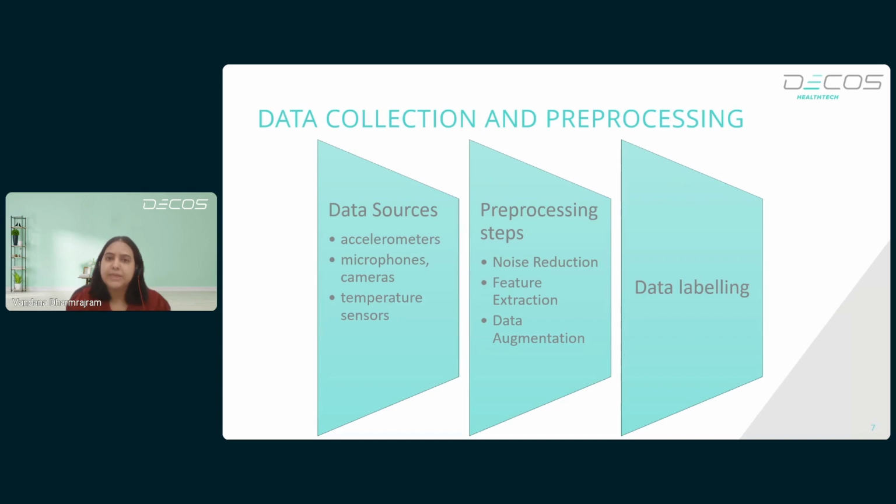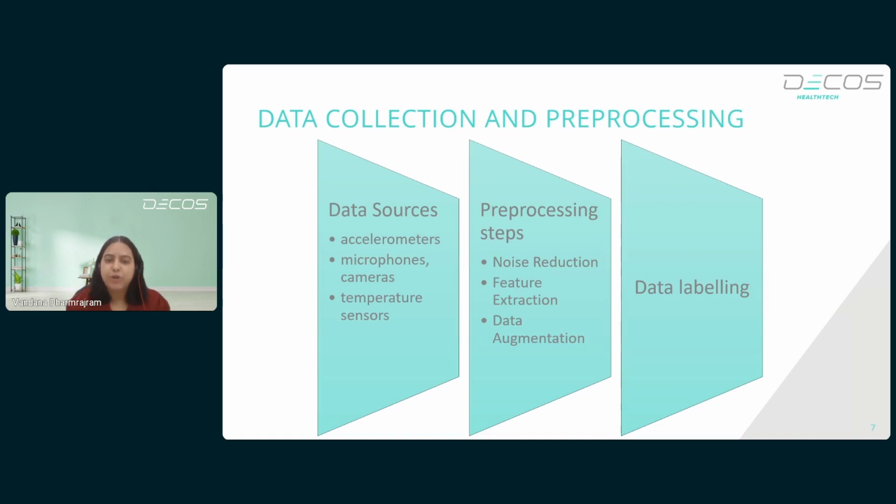Once we collect the data, it needs to be cleaned and prepared before training our model. This ensures that the model learns meaningful patterns instead of noise. So the first step in pre-processing is noise reduction. Raw sensor data is often noisy due to background interference. We apply techniques like smoothing filters to remove unwanted fluctuations. Second step is feature extraction. Instead of feeding raw data to the model, we extract useful features.